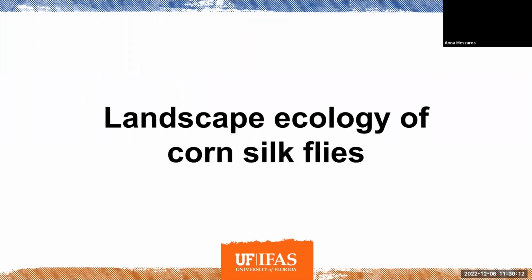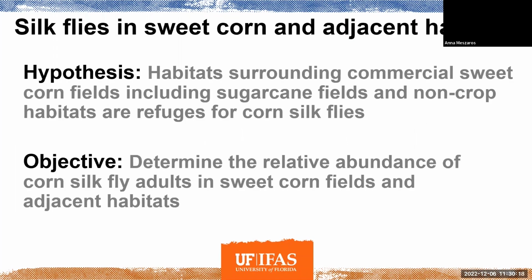We apply insecticides and the adults come back into the fields for infesting. So we have this hypothesis that the habitats surrounding the sweet corn fields, so that includes sugarcane and non-crop habitats, are refuges for the sealflies. And so if we really want to improve sealfly management, we'd have to understand the role of those habitats and see how we can manipulate those habitats to try to prevent some issues.